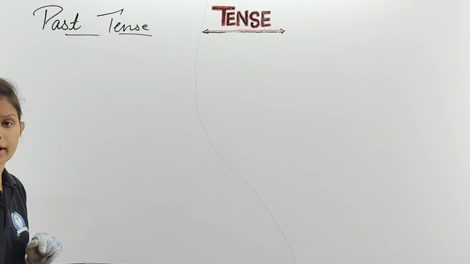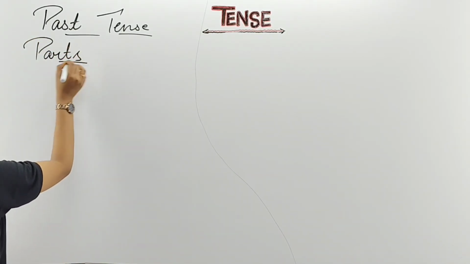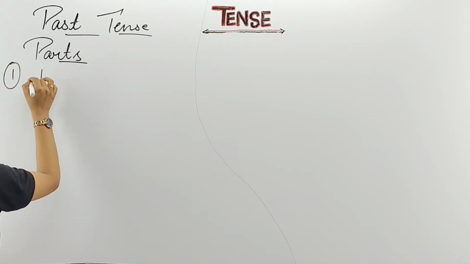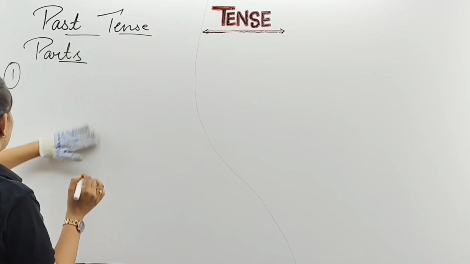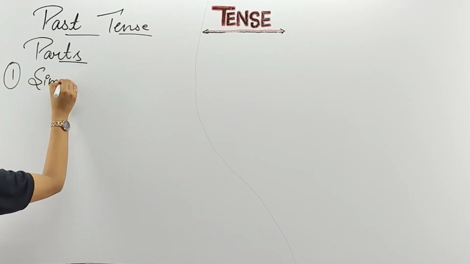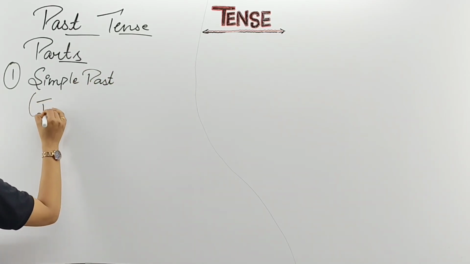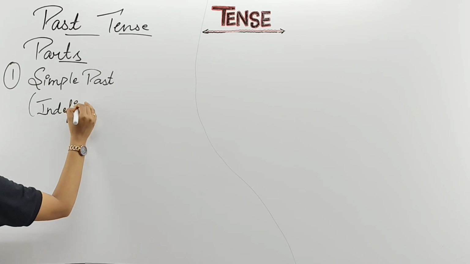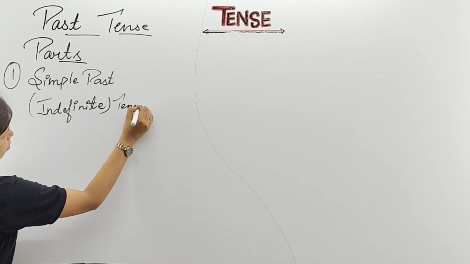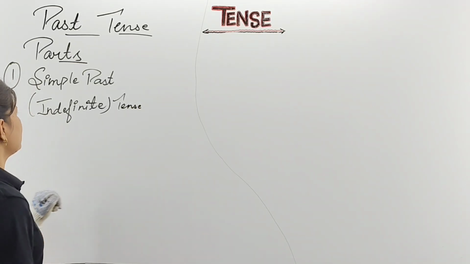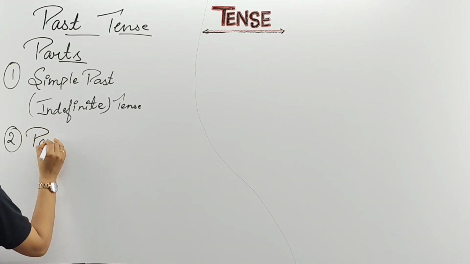We are going to discuss the parts. So, how many parts do we have? We have three parts. First is your past. So instead of writing simple past, I will write simple past. It can also be called indefinite. That means simple past tense is also called the indefinite tense. Clear? Second is your past continuous tense.